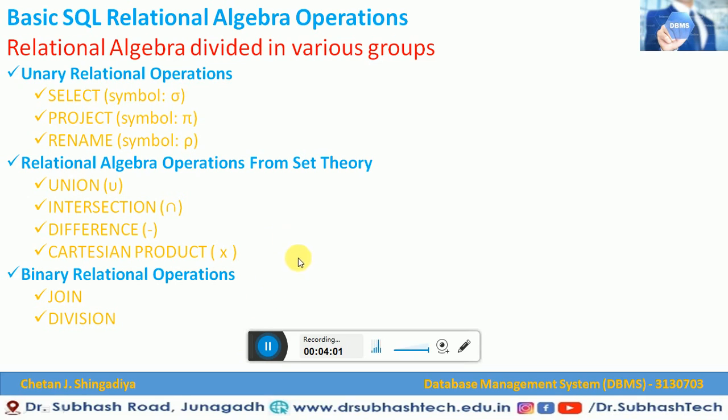So this is how each and every operation is grouped under various headings, like unary, relational algebra from set theory, and binary relations. In the examination they may ask about all the operations, or about any one of them: unary relational operations, or relational algebra operations from set theory only, or they may ask you to explain or describe the join operations with examples. So let us start with each and every operation.